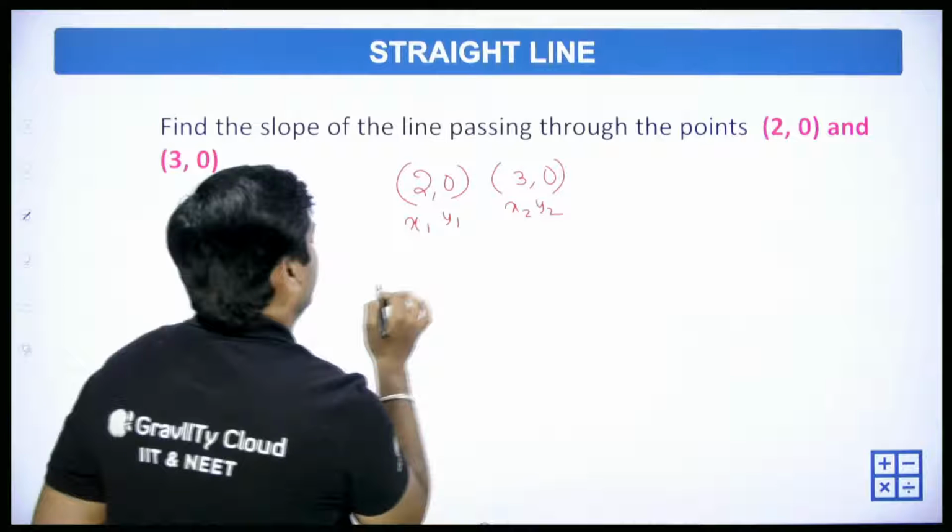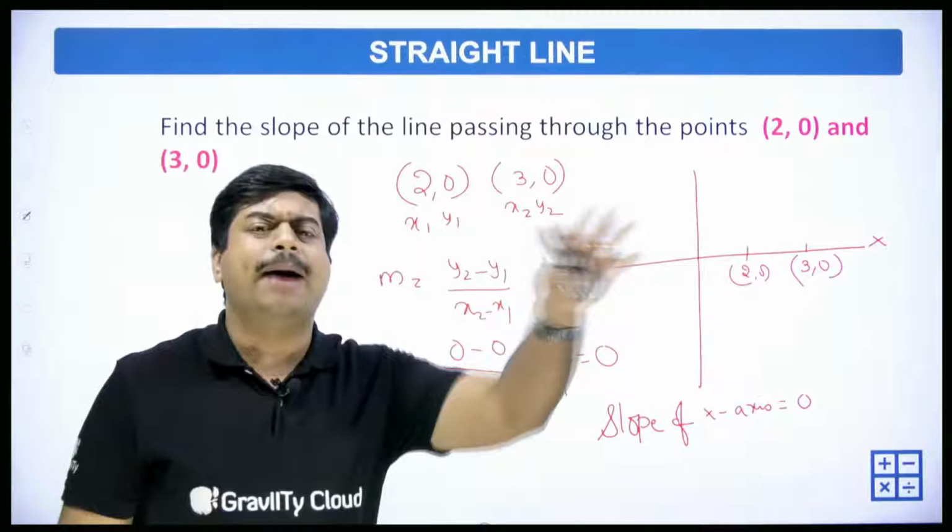What do you mean by slope being 0? That means it is not inclined with the x-axis. If you carefully observe the points (2, 0) and (3, 0), (2, 0) is a point on the x-axis as well as (3, 0). We are just trying to find the slope of the x-axis. So from this information I can say that the slope of the x-axis is 0, and the slope of any line parallel to the x-axis will also be 0.